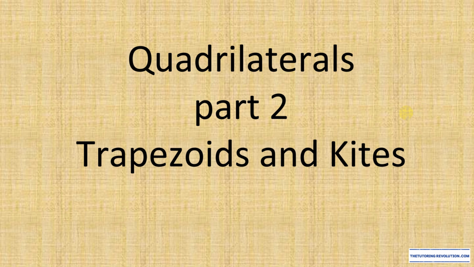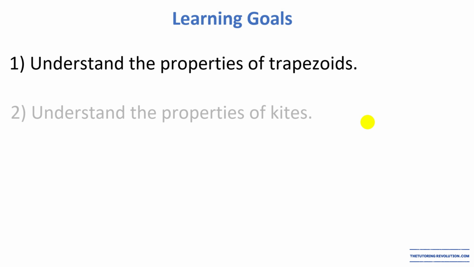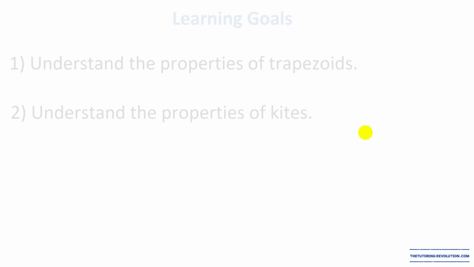Hello, this is the second part of our lesson about quadrilaterals. In this lesson, we will learn about trapezoids and kites. So the learning goals are to understand the properties of trapezoids and understand the properties of kites.